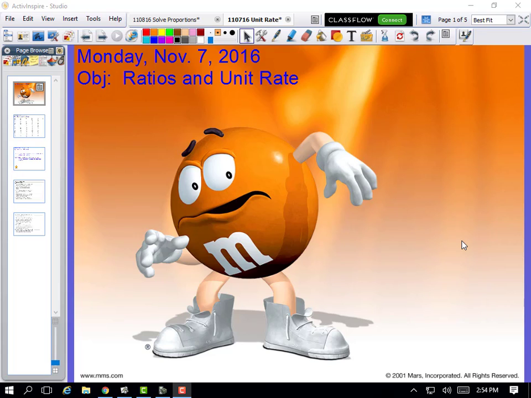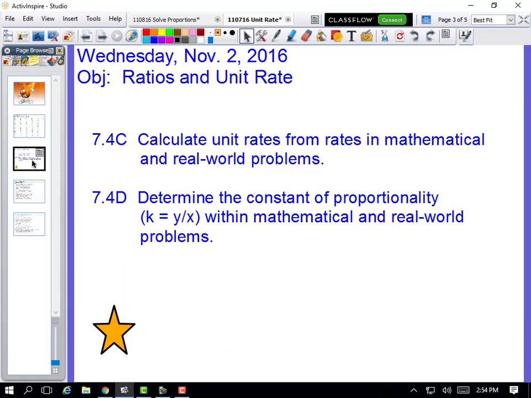Okay, today class we're going to talk about ratios and unit rate. So the TEKS that we're going to talk about today are 7.4c, which is calculate unit rates from rates in mathematical and real-world problems. But the big one that we need to focus on today is determine the constant of proportionality. That's the new thing that we're dealing with in 7th grade, constant of proportionality. We'll learn what that is in just a few minutes in the lesson.